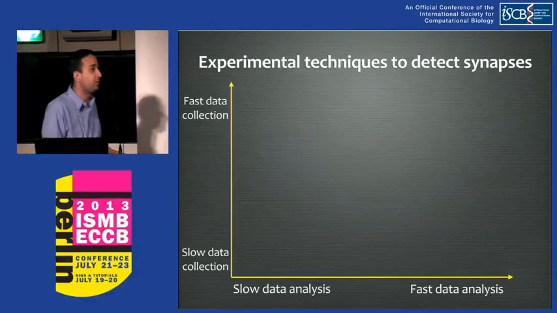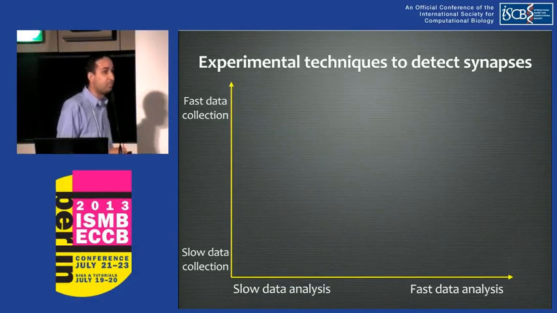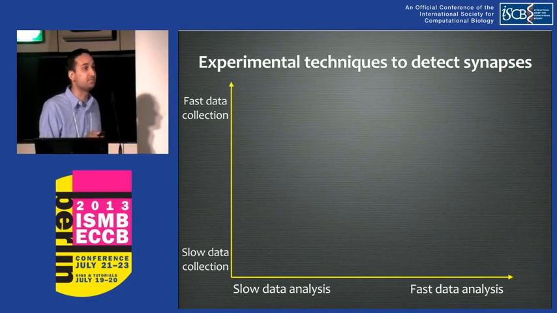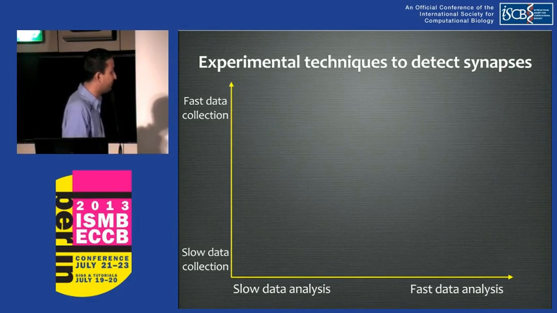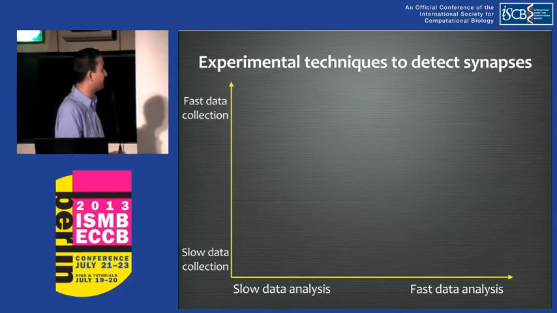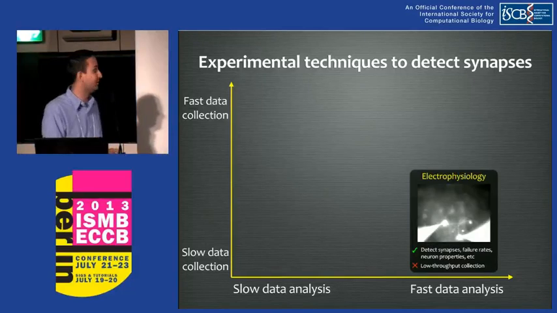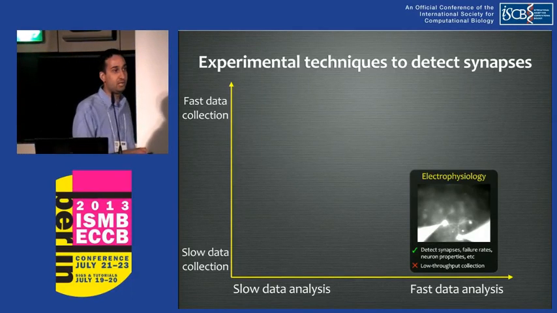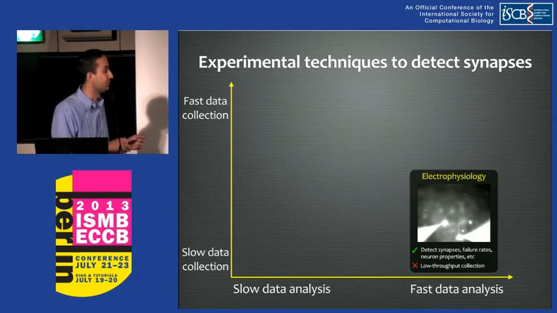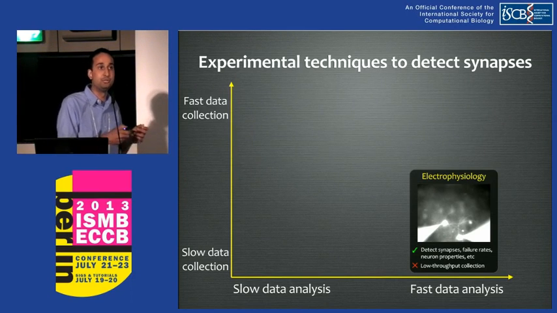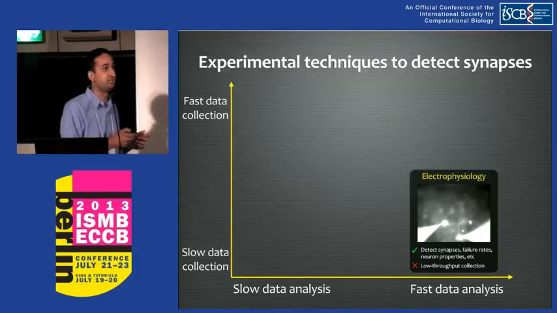So what are the experimental techniques that people are using to detect or count synapses in the brain? I'm going to plot them here for you on two axes, one showing how fast we can collect the data, and the other showing how fast we can process or analyze that data. One of the classical techniques, electrophysiology, is where you take individual electrodes, you puncture cells, and then you test whether or not a connection exists between them.